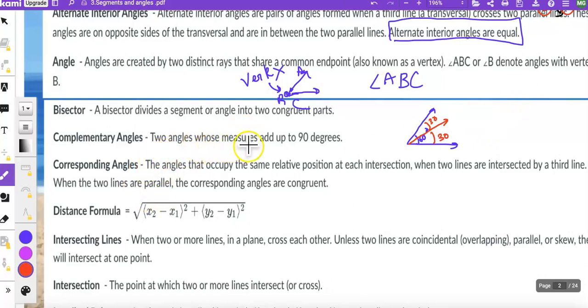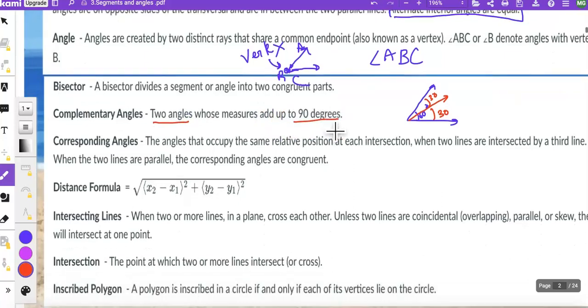Complementary angles: two angles whose measures add up to 90 degrees. So there will be questions which will be talking about complementary angles. To keep this information in mind, you are talking about two angles and they will equal 90 degrees.